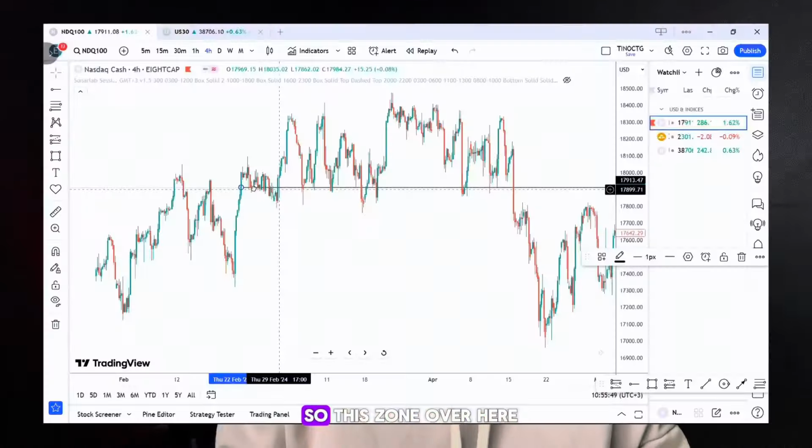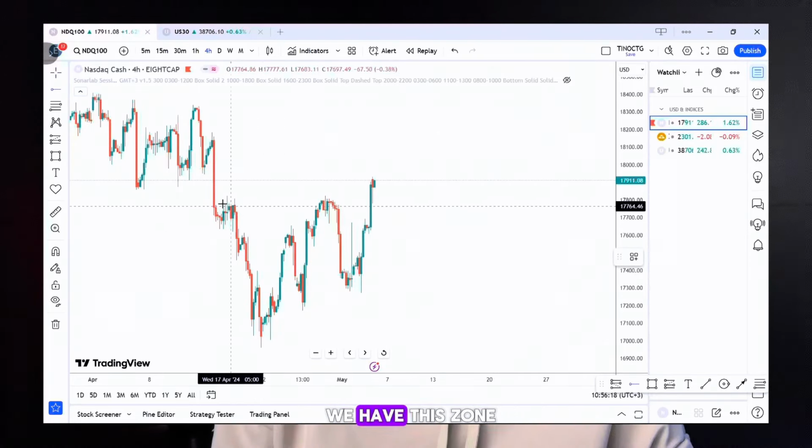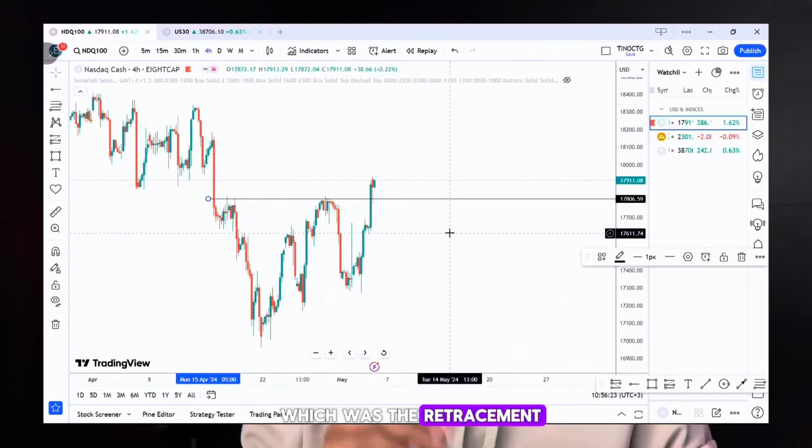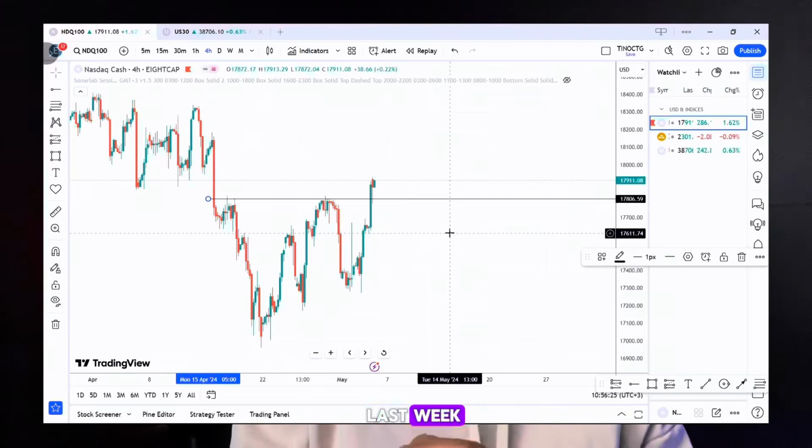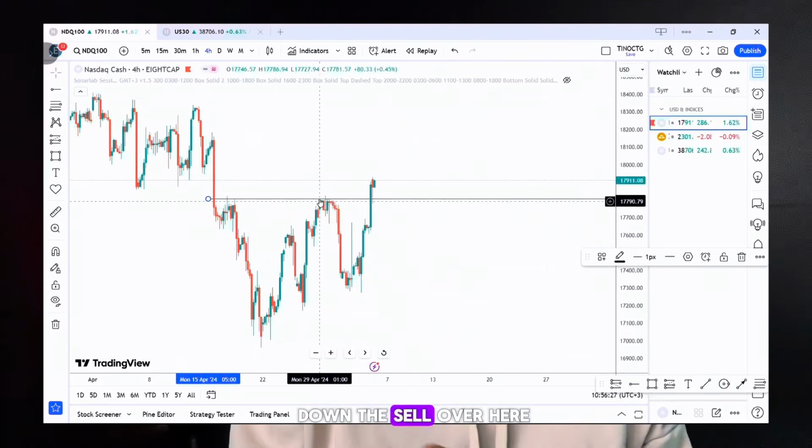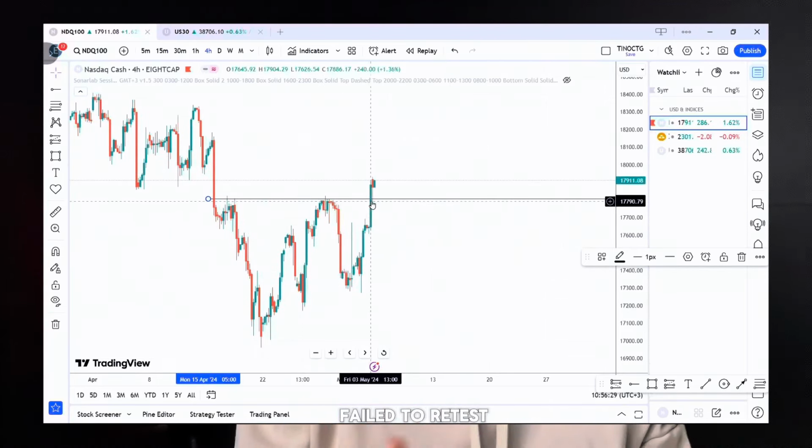So let's start by identifying our liquidity zones, right? We have this zone over here, which was the retracement zone that we had last week, right? So we wrote down the sell over here, but you can see that the market has failed to retest for the third time, like a triple top, as a lot of people would want to call it.